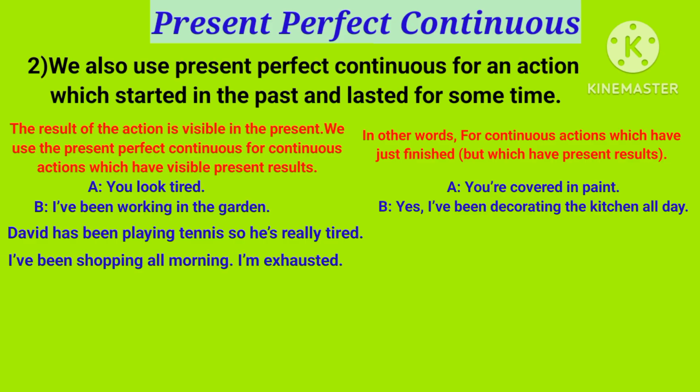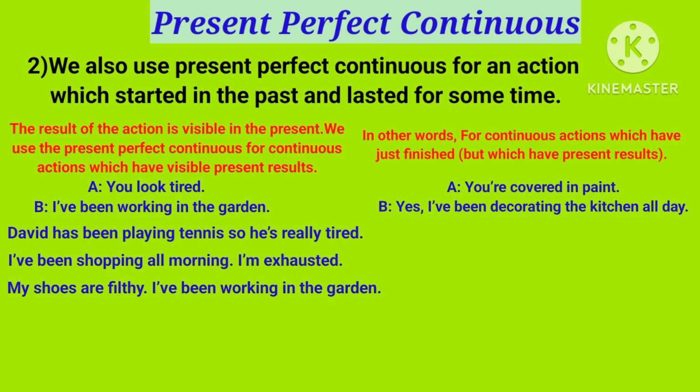I've been shopping all morning. I'm exhausted. The action is a long shopping activity. The present result is exhaustion now and shows the physical effect after the activity. My shoes are filthy. I've been working in the garden. The action is gardening. The present result is dirty shoes, it's visible evidence, and the speaker explains why something looks the way it does now.